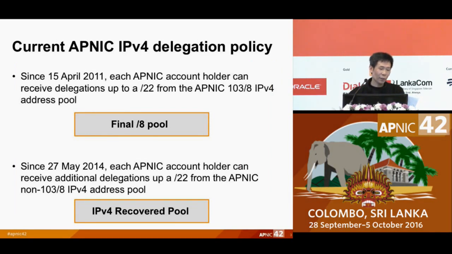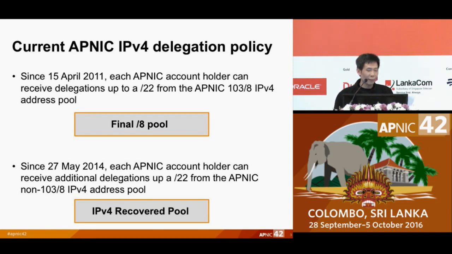First, let's look at the current APNIC IPv4 delegation policy. If you have been with APNIC long enough, you will remember 15th of April 2011. It was the day APNIC reached its final/8 pool. Since then, each APNIC account holder can only receive up to a /22 from the final/8 pool. We reserved 103/8 as the final/8 pool.